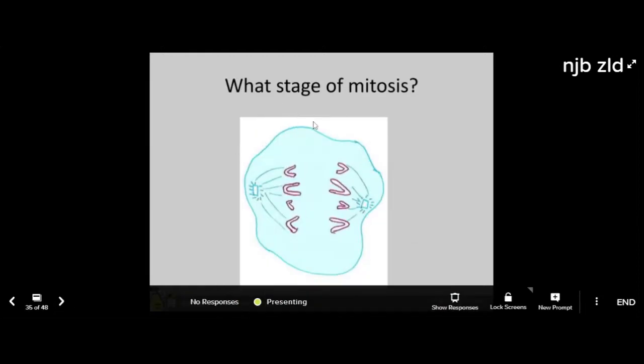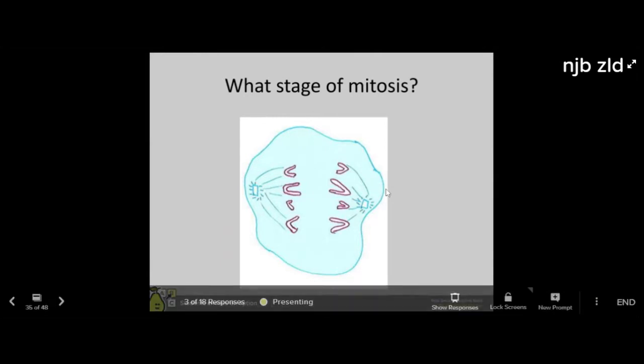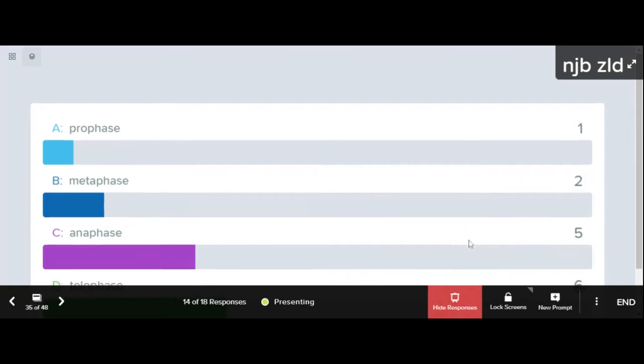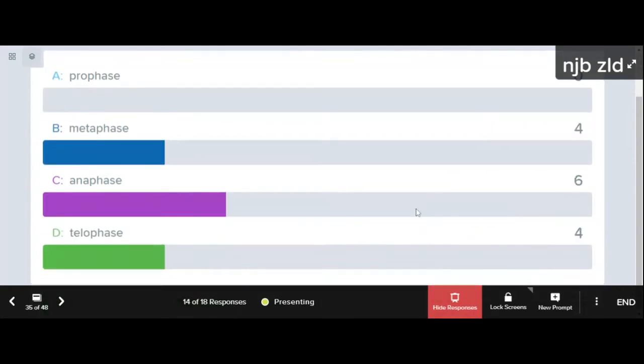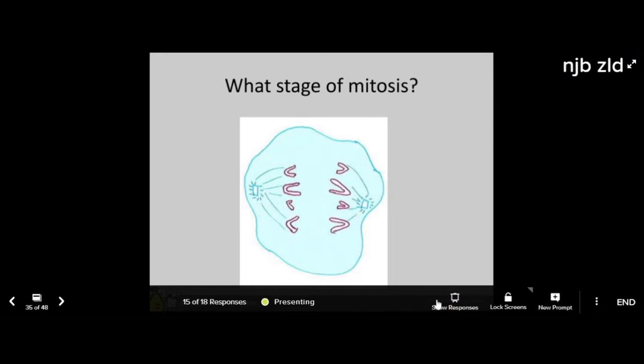All right, so what stage of mitosis is this? Let's see what we got. Remember, they're being pulled apart. Three people are responding. There are six in the group. Anaphase. Good. This is anaphase, right? Good. Nice.